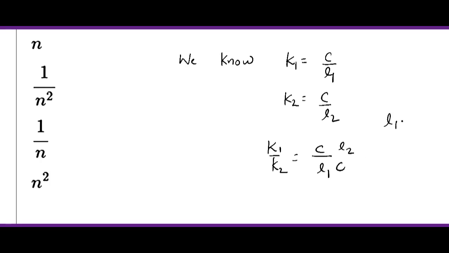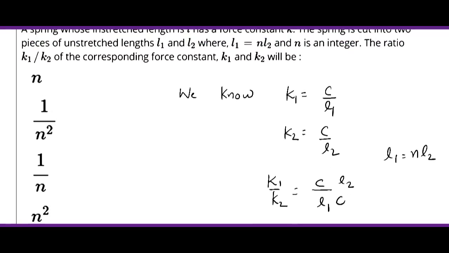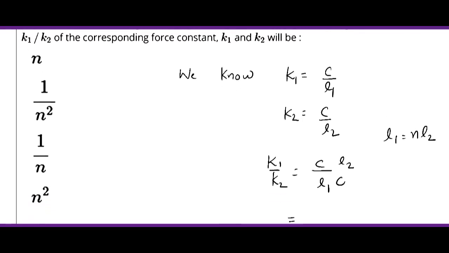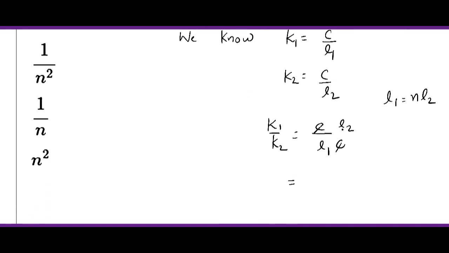Now it is given L1 equals N times L2. On substitution of the value, we can write this as N L2, because we have been given L1 equals N L2. So now put this value, and C will cancel out. So we get L2 divided by N L2, and L2 will also cancel out. Hence the ratio of spring constants K1 to K2 will be 1 upon N.